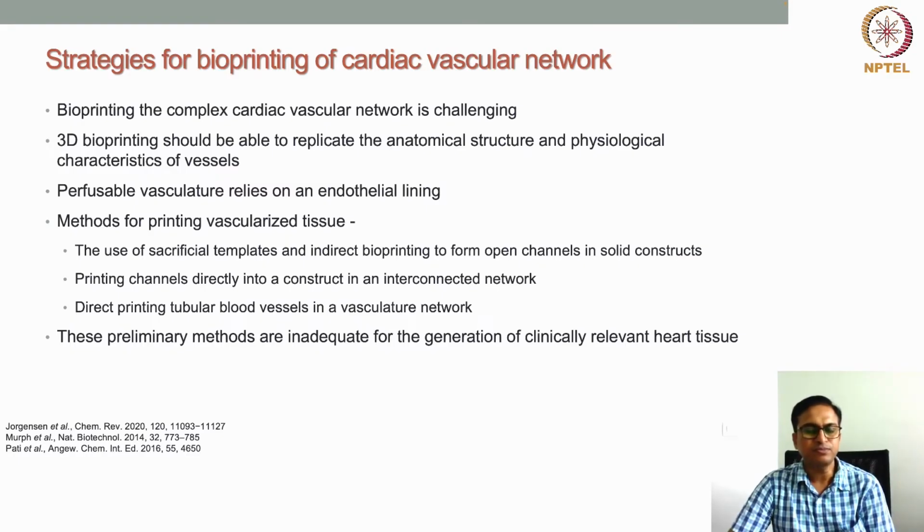But whatever studies have been done till now are mostly very early and preliminary methods, and they are not sufficient to generate a clinically relevant heart tissue. With these methods, we can generate a patch or a part of a structure, such as a heart valve or a cardiac patch, which can be biofabricated, but a full heart cannot be printed with this kind of support structure.